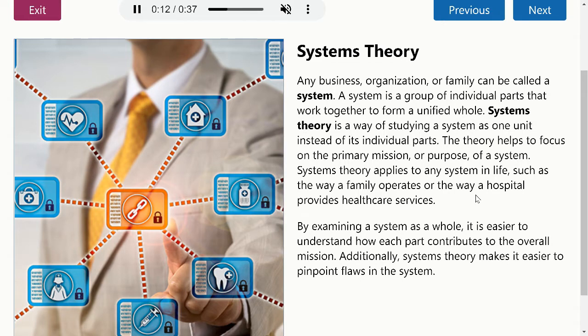Alright, so system theory. Any business, organization, or family can be called a system.